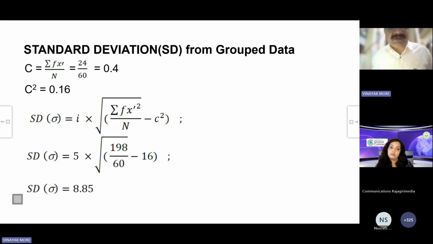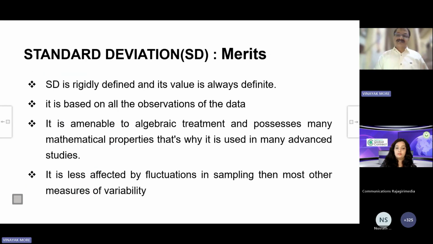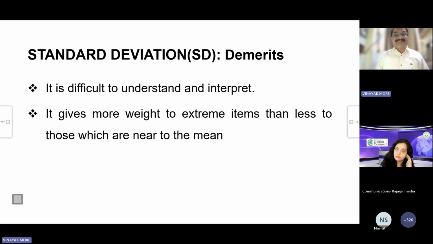So for this numerical, I'm not going into much detail, but yes, you can find the standard deviation based on that. It is rigidly defined. It always has a definite value. It is based on all the observations. Every observation affects the standard deviation, and it is affected by fluctuation in sampling or in the data. It is difficult to understand and interpret. Difficult means some calculations are involved. Basically, you have to calculate the mean first, and it is built up on the mean.